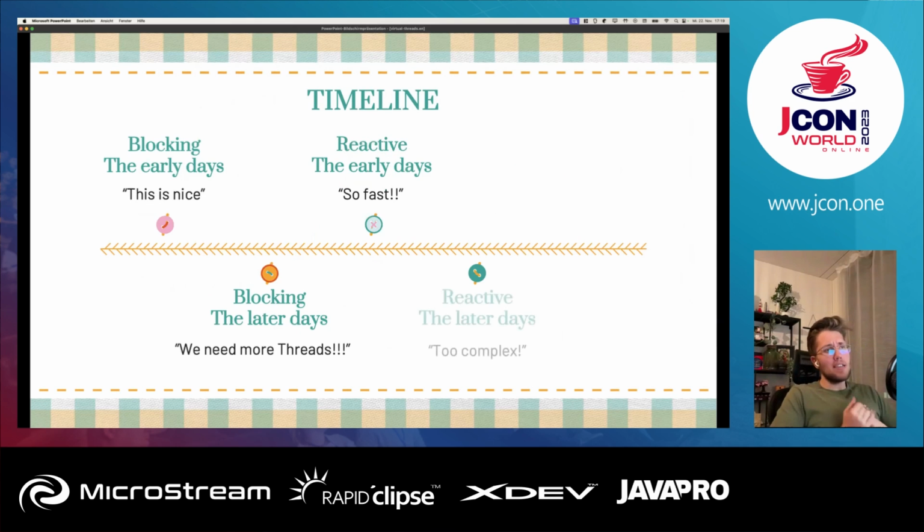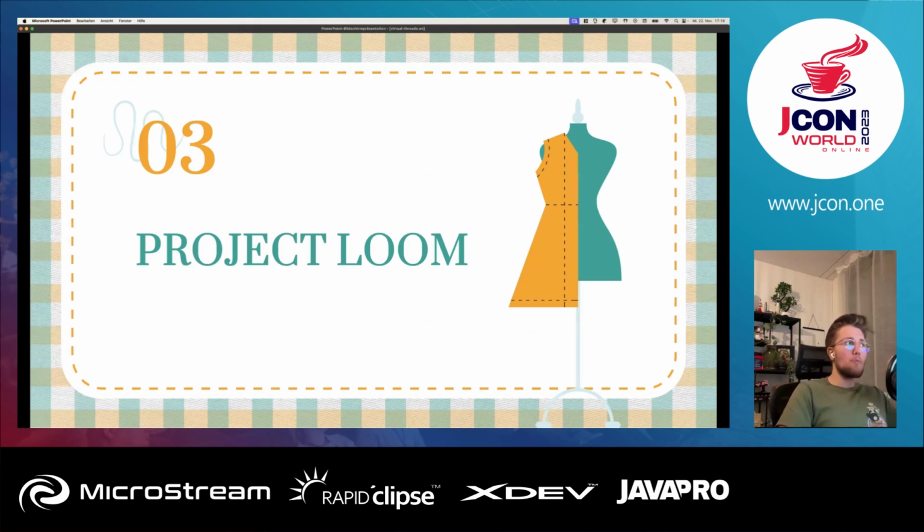So many of us are now in their reactive later days and say, this is nice, this is fast, but it is also way too complex. And also the people from the JDK were thinking, this can't be the end of how we will program for the next 100 years, basically. And they were thinking, well, we have to think about something else. And this is where Project Loom came into play.